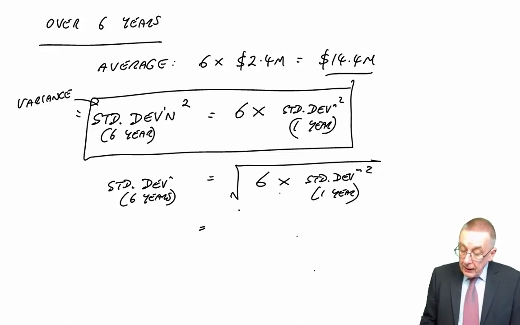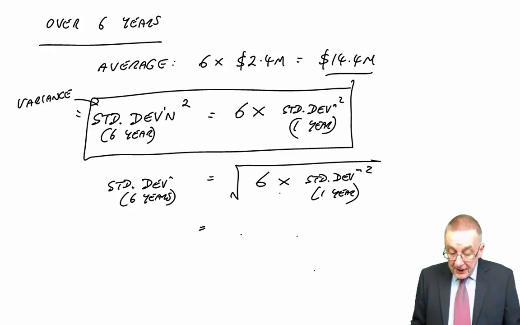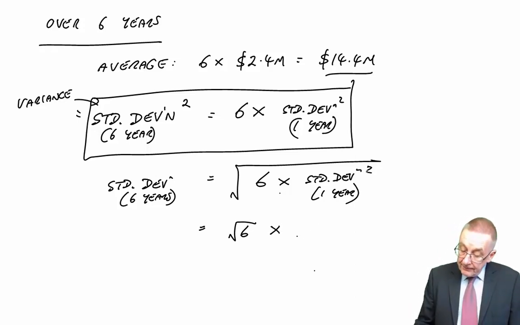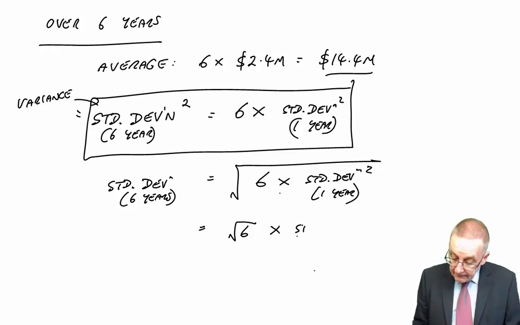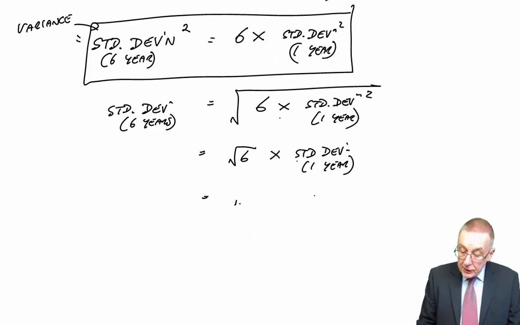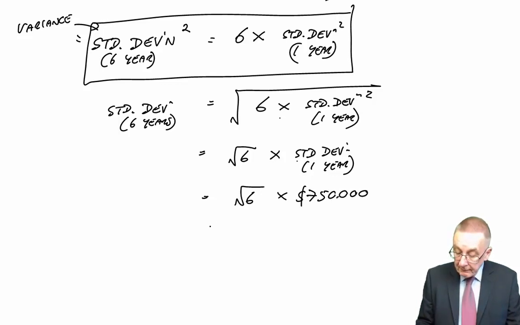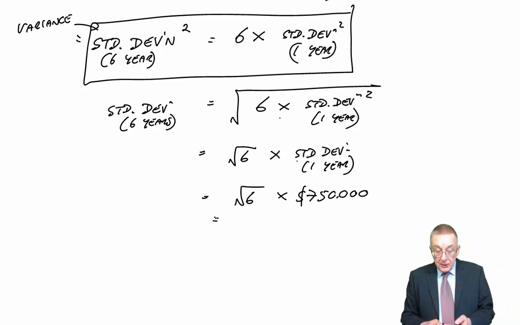Which is, think about it, I mean, you can't put the whole thing in your calculator, but if you think about it, it's the square root of 6 times the square root of the standard deviation squared. Which now is easy, surely. It means a 6-year deviation. The 1-year deviation we were given was 750,000, multiplied by the square root of 6.